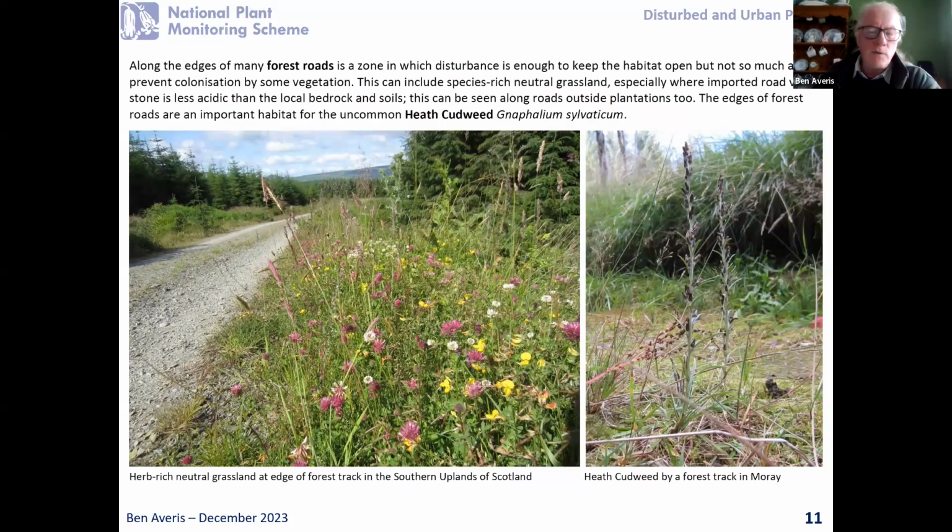I think this is because often they brought in some stone from elsewhere to build up the track, and the stone's been not quite so acid as the actual bedrock there and the native soils. But you can get some really quite herb-rich, nice and colourful, neutral grassland swards developing along the sides of some of these forest tracks in otherwise acid upland areas.